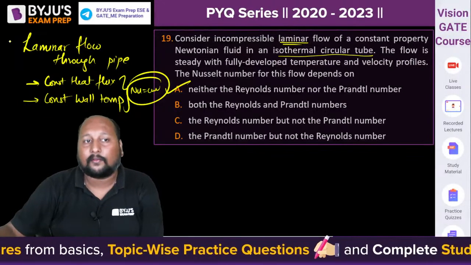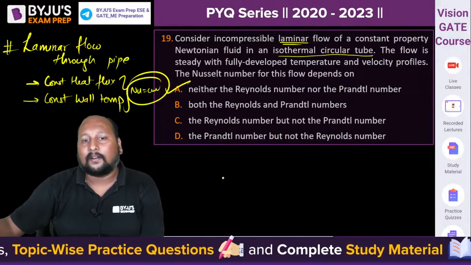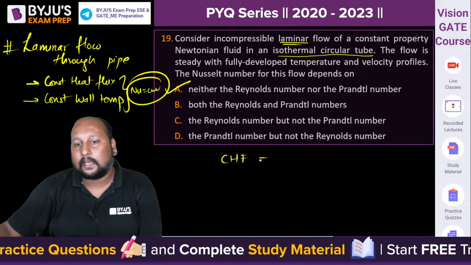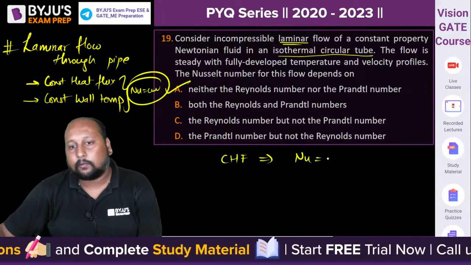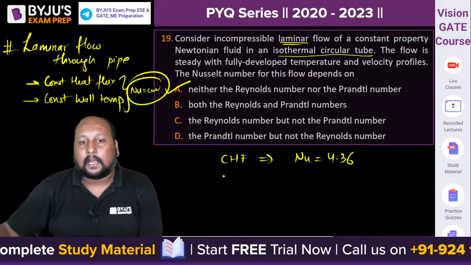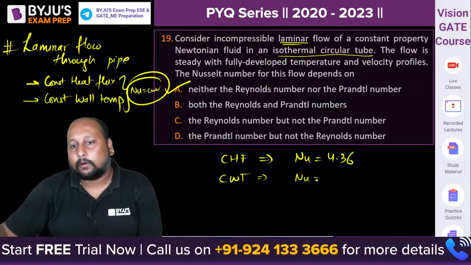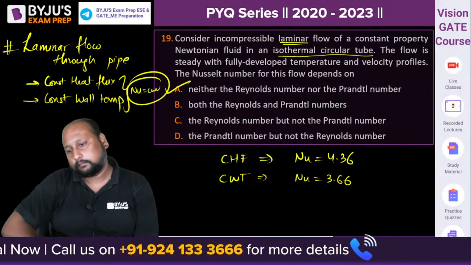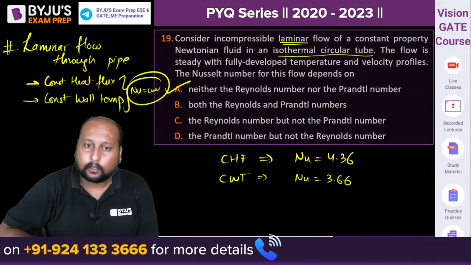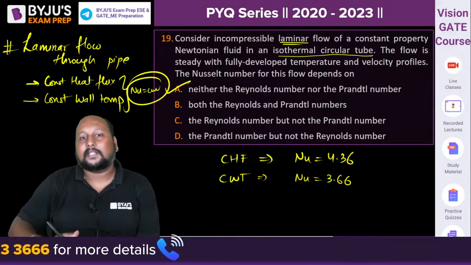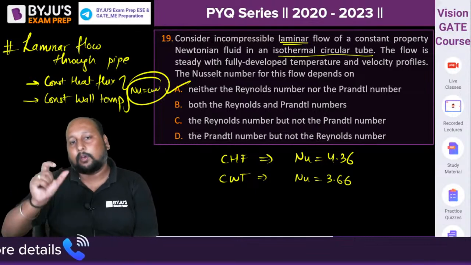Whenever I am talking about laminar flow through a pipe, what is it for constant heat flux? For constant heat flux your Nusselt number is equal to 4.36, and for constant wall temperature we are having Nusselt number is equal to 3.66. Okay, the value is constant, it is independent. No matter how large the Reynolds number is, your value of Nusselt number will be same.